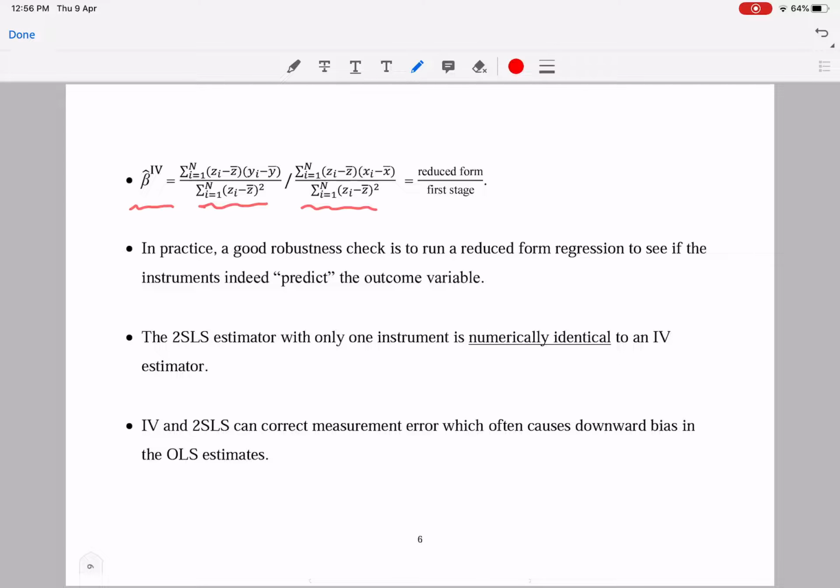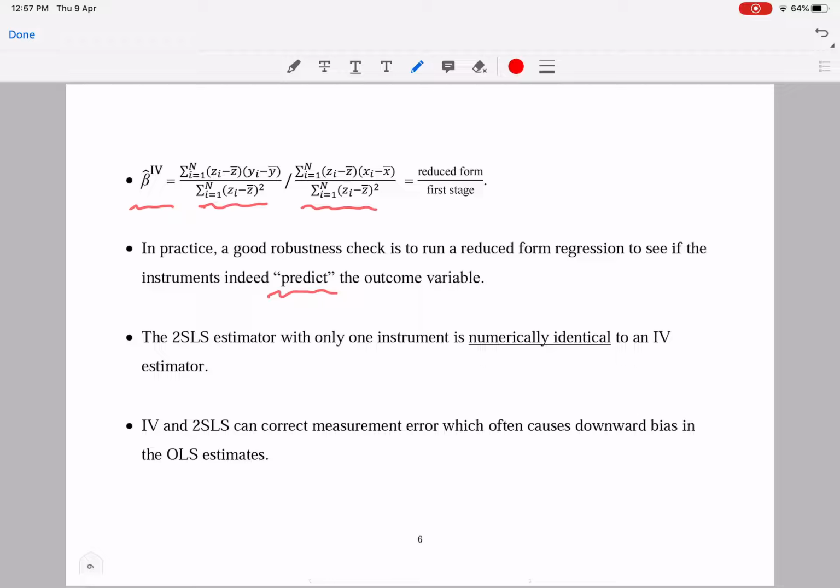So in practice, a very important and good robustness check is to run a reduced form regression to see if the instrument indeed predicts the outcome variable. I put a quotation mark there because we know if our assumption of exogeneity is right, then z only affects y through x, right? So that's not really predict. But we want to check whether there is indeed an empirical relationship between z and y.